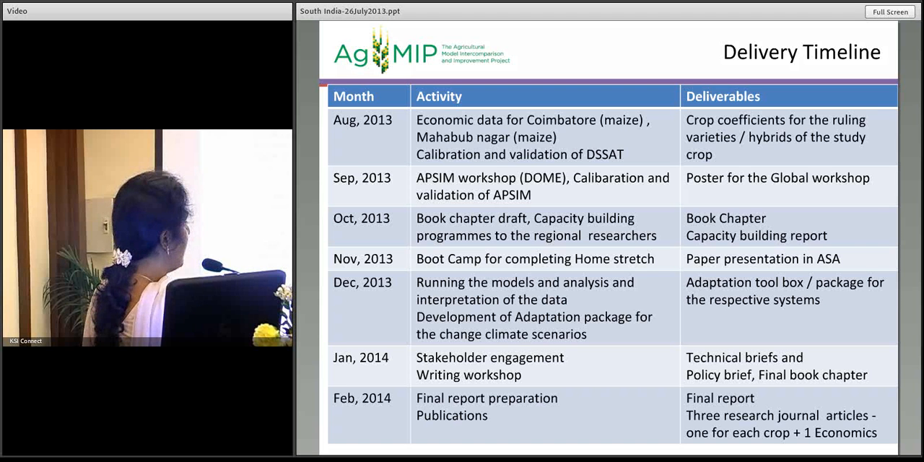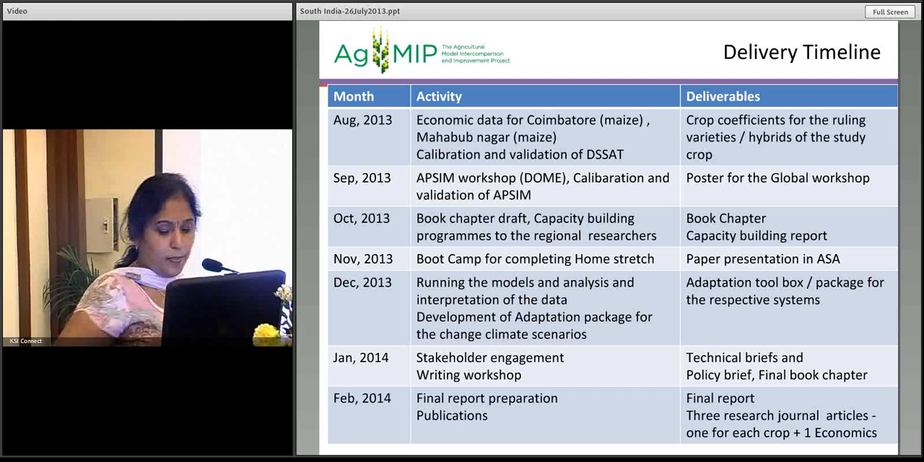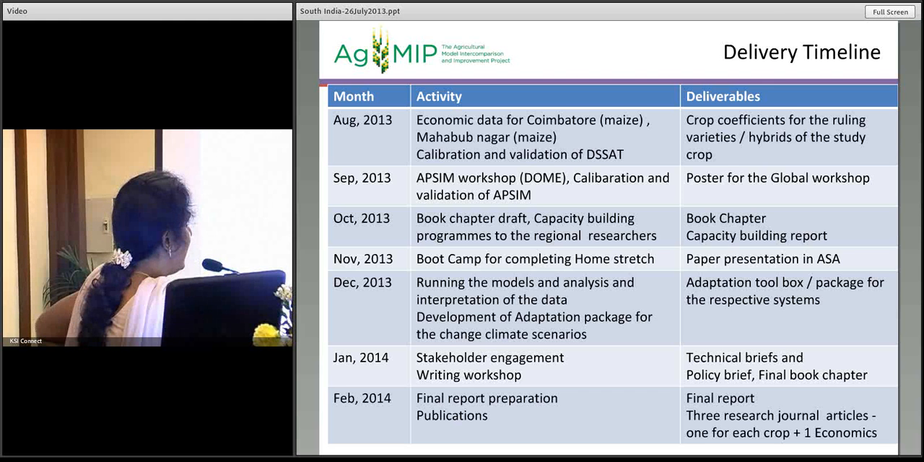At the same time, we are planning for 3 research journal articles, one for each crop, rice and maize from both sides, and one from the economic side. So this is our plan of the deliverables and timeline. And this is my last slide, ideas of extension.